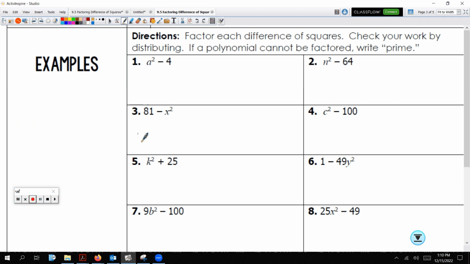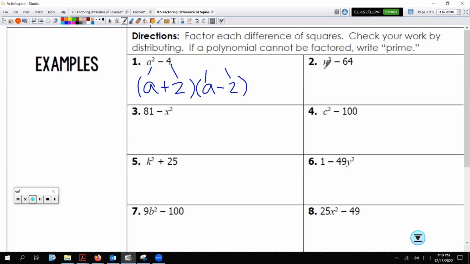All right, so we did a couple examples here. So this is a difference of perfect squares. If it is not a difference of perfect squares and you cannot factor it, you just write the word prime. So I see here a squared and 4. Well, they're both perfect squares. So I set up my sets of parentheses. Square root of the first term goes in the first place, so that's a and a. And the square root of the second term goes in the second place, 2 and 2. And then our signs are opposite, 1 plus, 1 minus, and I'm done.